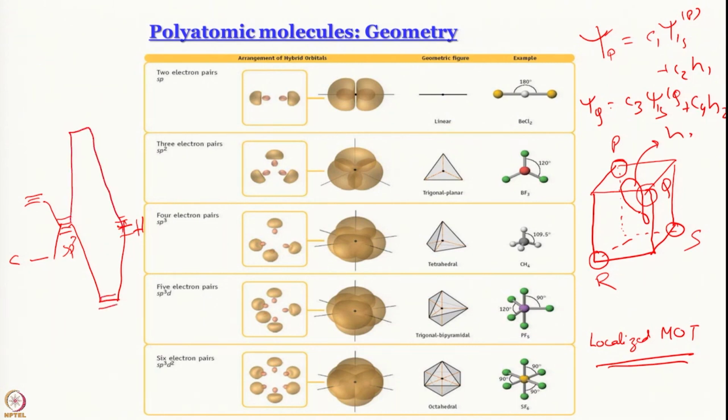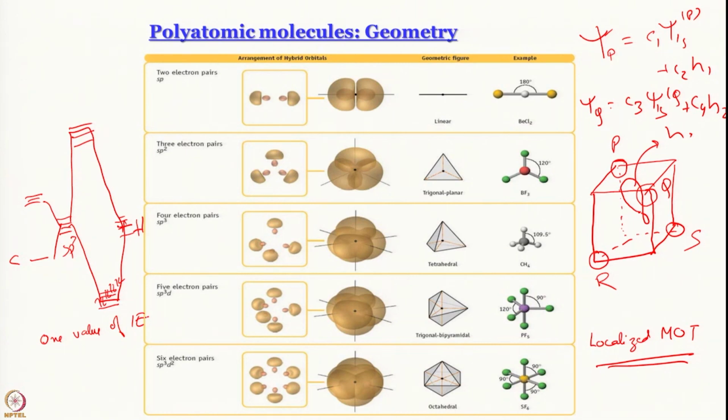I have 4 degenerate bonding molecular orbitals, 4 degenerate anti-bonding molecular orbitals. The bonding ones would be all doubly occupied. And if this is the case, if I look at the ionization energy, what kind of ionization energy should I get? Only one value of ionization energy.